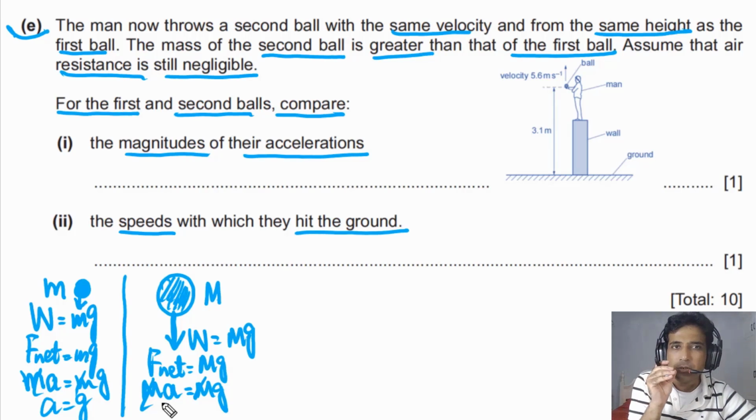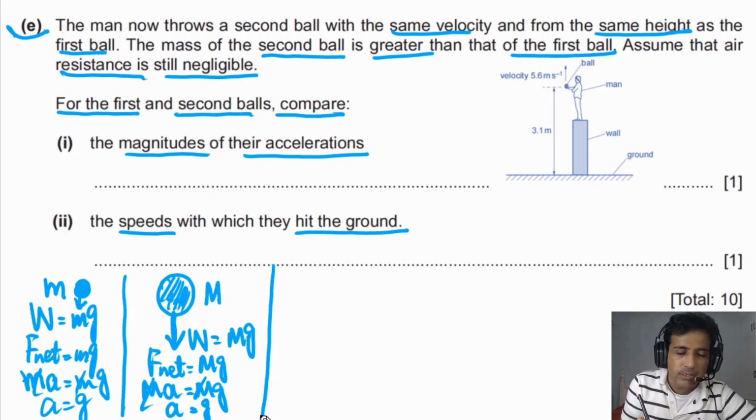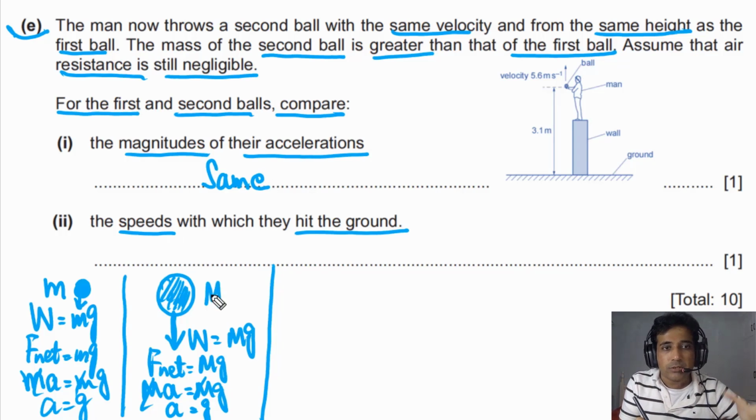So you need to be very clear about this point. From here we can simply say that a is also equal to g. So acceleration due to gravity is independent of mass if there is no air resistance. So for the first case we can say the acceleration will be the same, or simply you can say they have equal magnitude of acceleration. Next we need to consider the speeds.